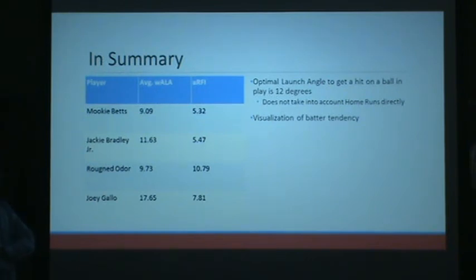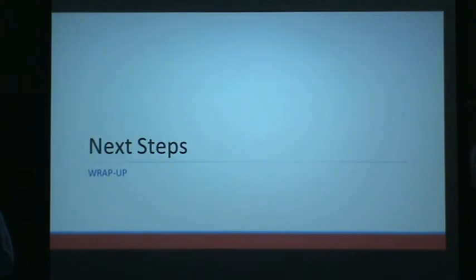But with Betts, Bradley, and even Odor, ironically enough, Bradley's almost dead on with the 12 degrees being the most likely to get a hit. So we would just tell Bradley, you're doing a good job. Whereas a player like Gallo and Odor, we felt that this type of information would help them become a better hitter, and it would help managers use their players more effectively.